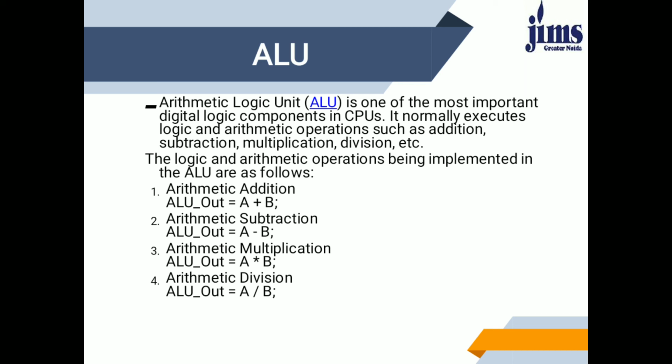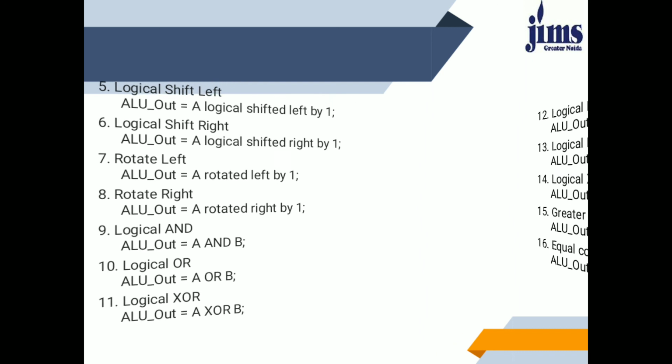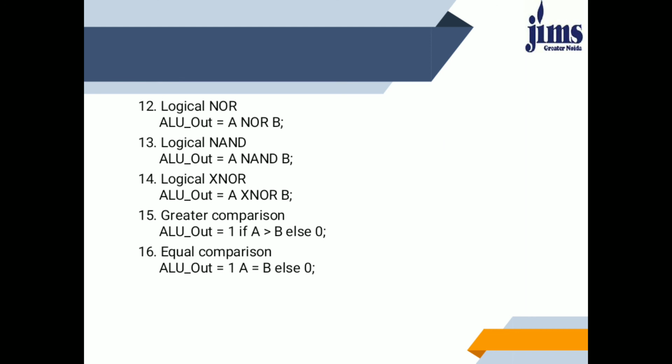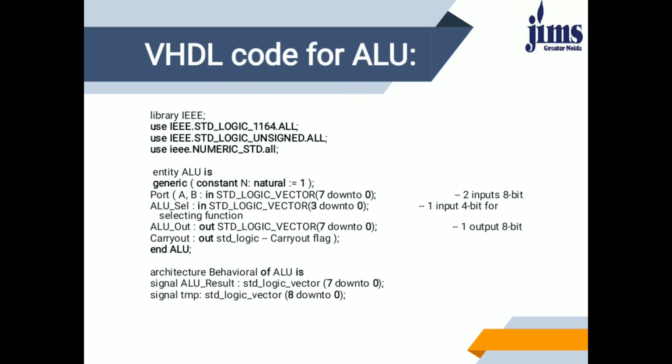Now we will write a program of an ALU. What is an ALU? Arithmetic and logic unit. A system which can do logical calculations as well as arithmetic calculations. See, what are arithmetic calculations? Addition, subtraction, multiplication and division. And what are logical calculations? AND, OR, NOT, XOR, rotate left, right, shift left, right. So these are all the conditions. Among all, NOR, NAND, XOR, greater comparison, equal comparison. So as you know, you can write VHDL code accordingly for whichever function you require.